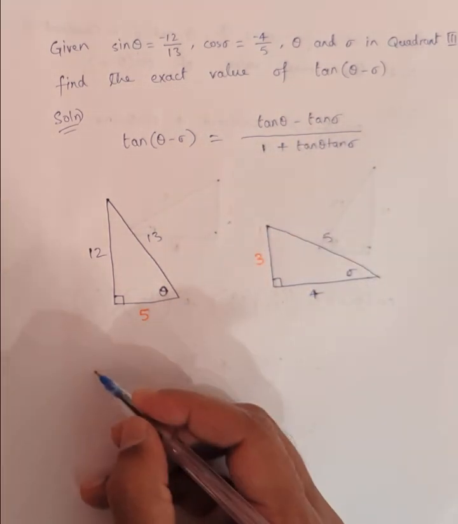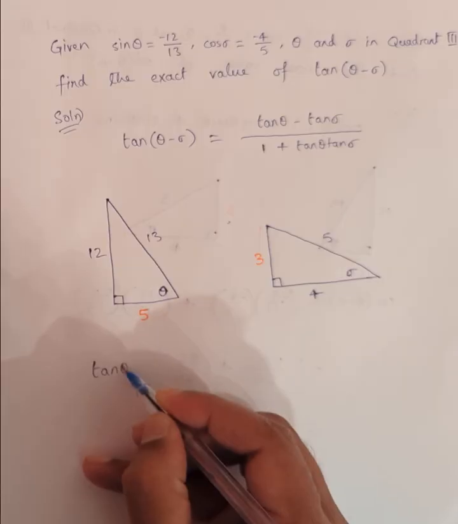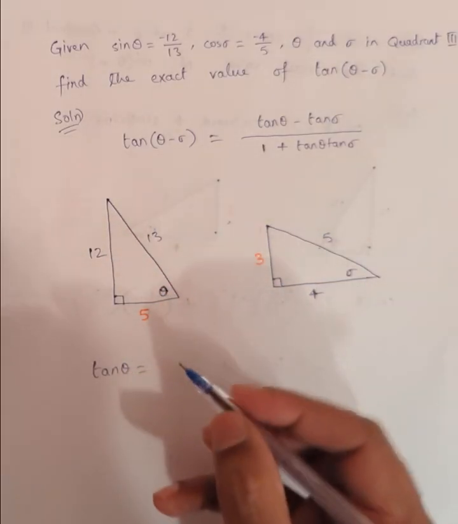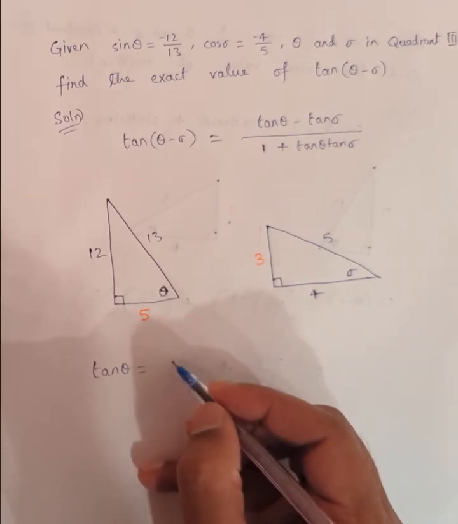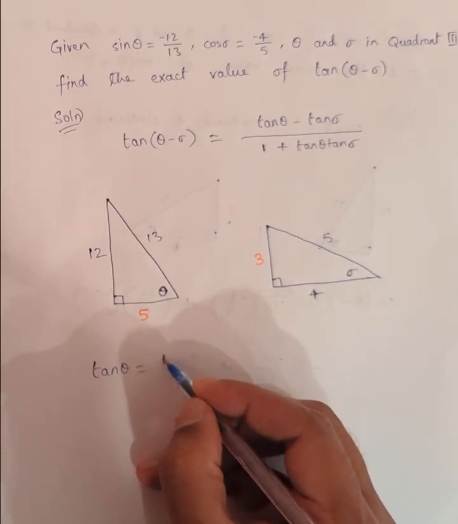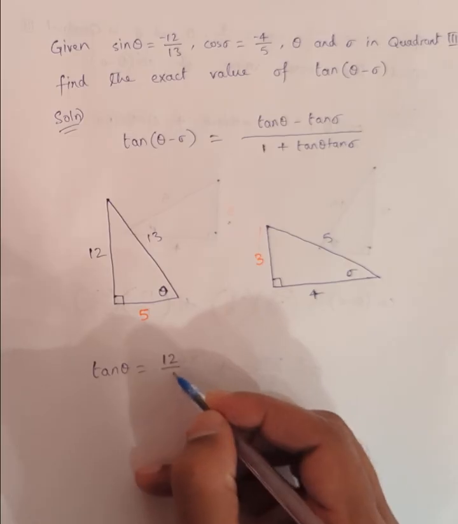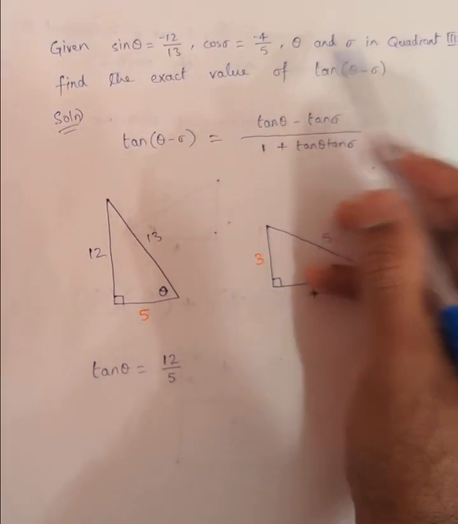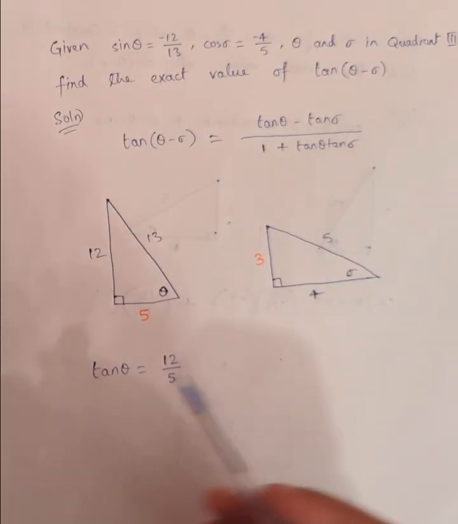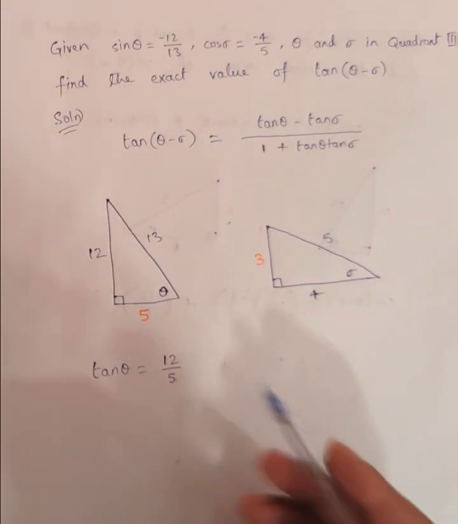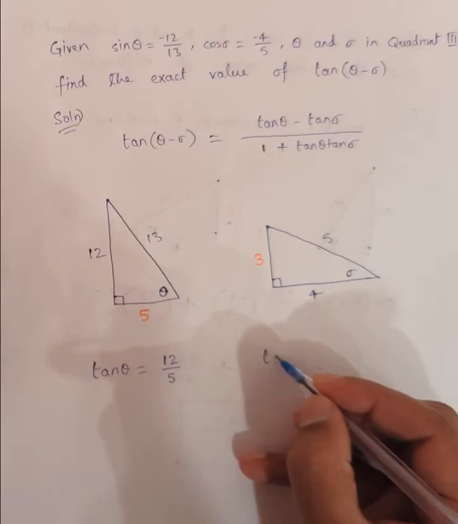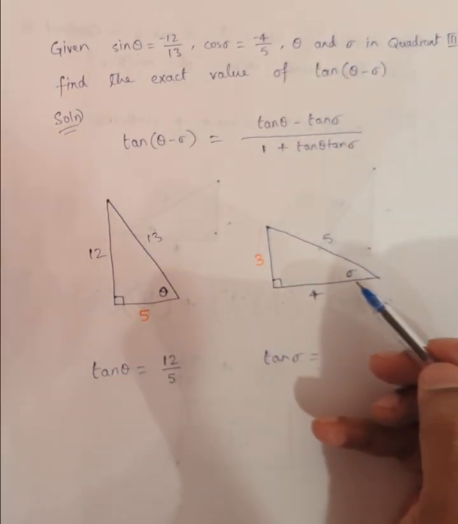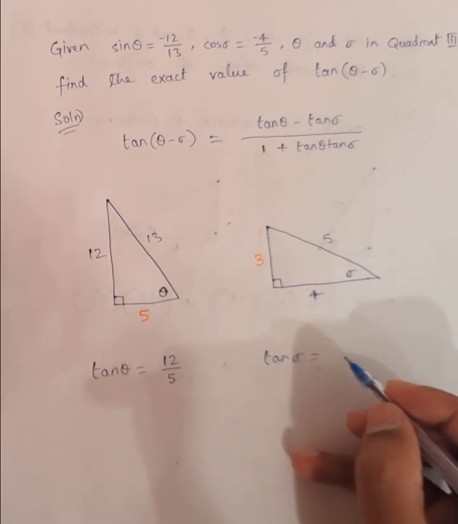So to get tan theta, it is opposite over adjacent. So it's going to be 12 over 5. And I have to make sure that it's positive. And since theta is in quadrant 3, tan theta is positive 12 over 5. And similarly, tan sigma is also going to be positive because it's in quadrant 3. And tan sigma is 3 over 4.